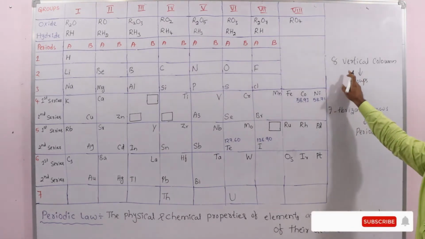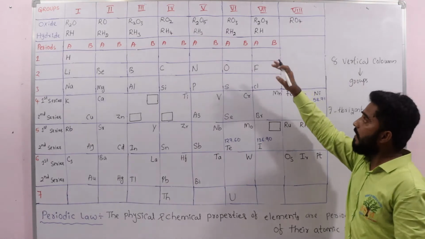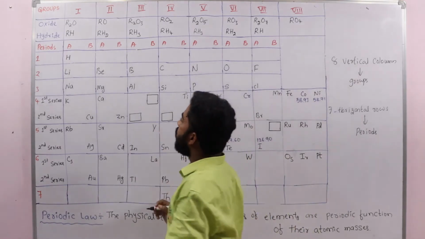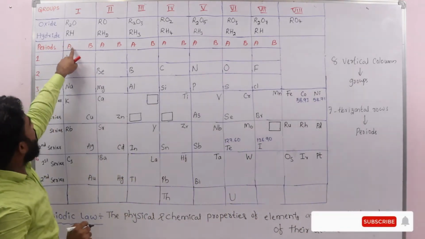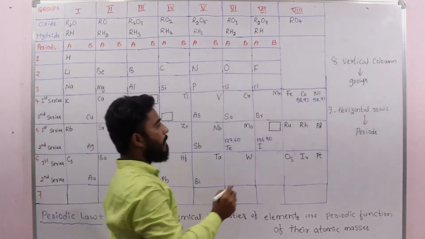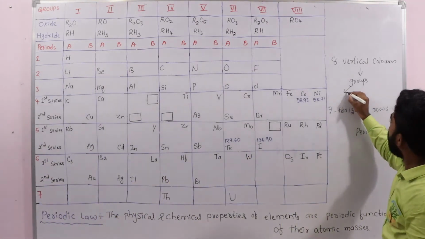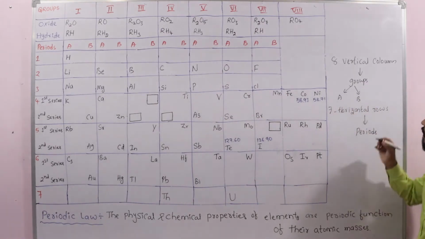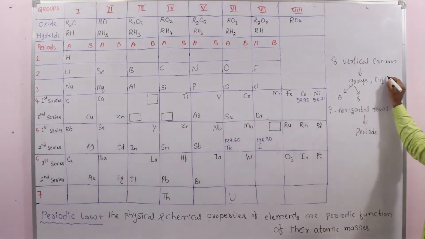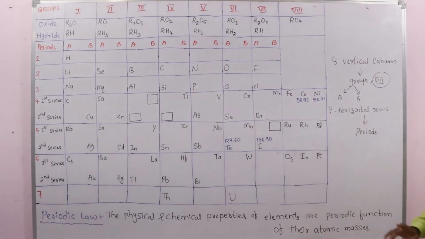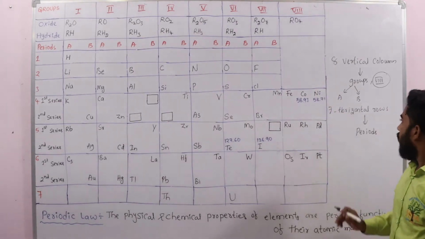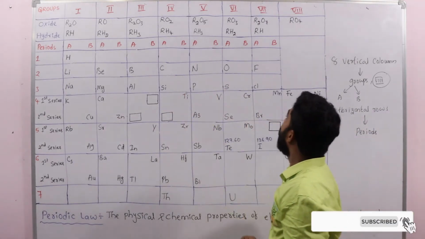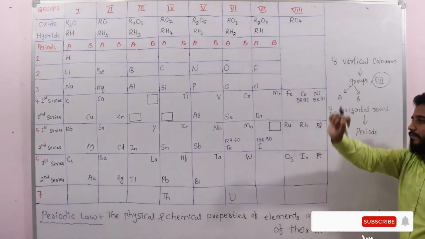Each group contains 2 subgroups, A and B, and there is no subgroup in the 8th group. From the first group to the 7th group there are subgroups, classified into A and B. There is no subgroup in the 8th.